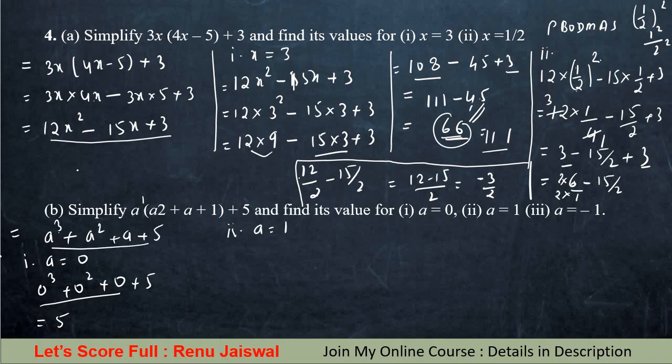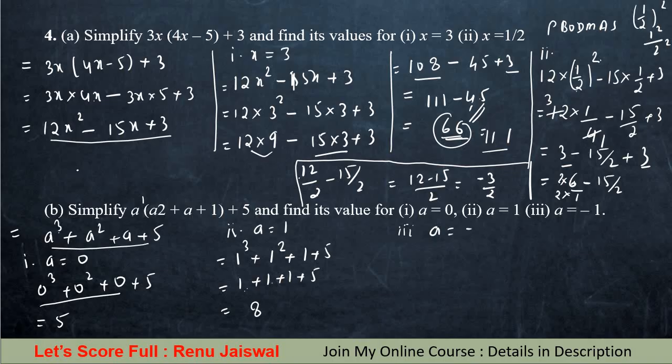Okay, substitute here. A raised to 3 means 1 raised to 3, then 1 square, then 1 plus 5. 1 whatever power you put, it is always 1, then 1, then 1 and then 5. Add that. 1 plus 2, 1, 1, 2, 2 plus 1, 3, 3 plus 5, 8. Still I have third part.